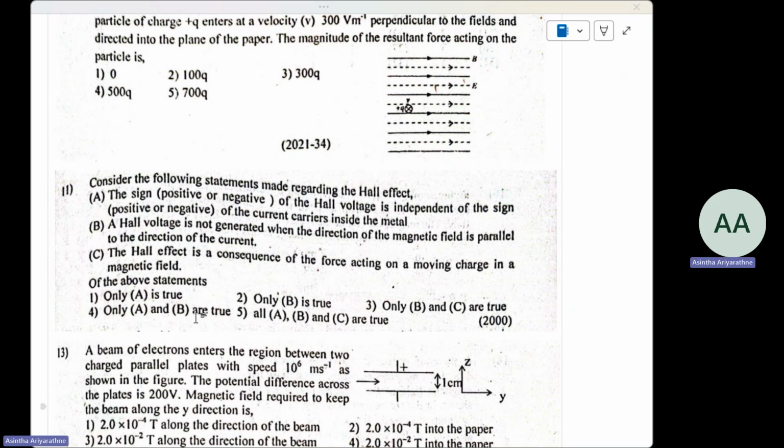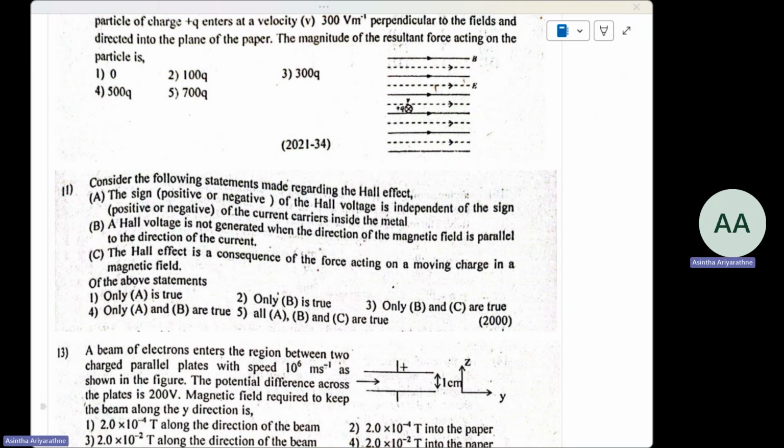Consider the following statements made regarding the Hall effect. A: The sign, positive or negative, of the Hall voltage is independent of the sign of the current carriers in the conductor. So is that true?